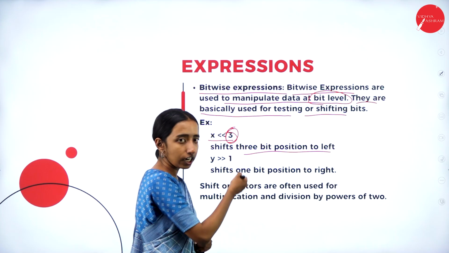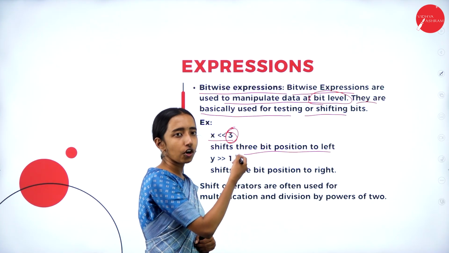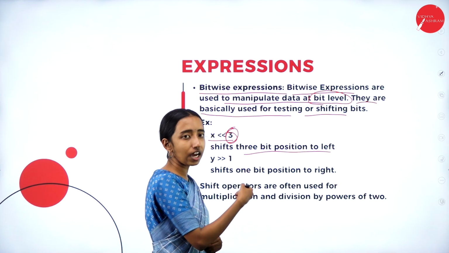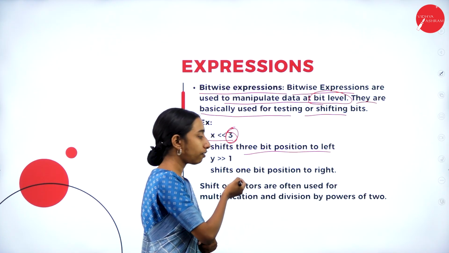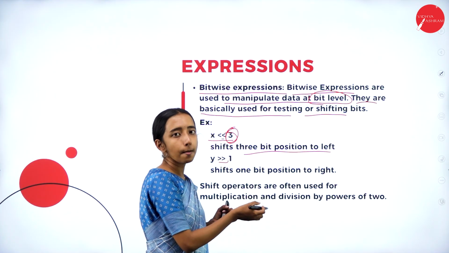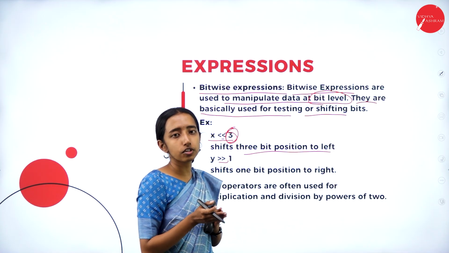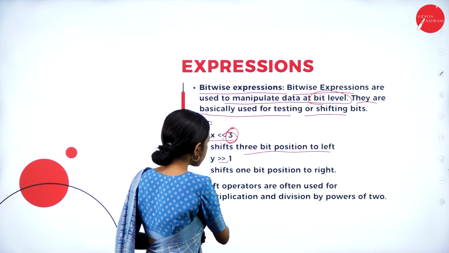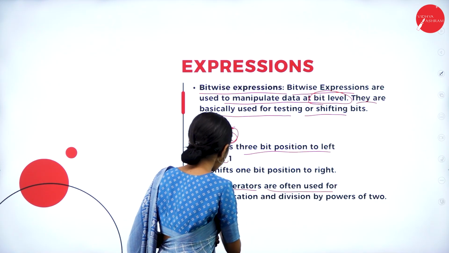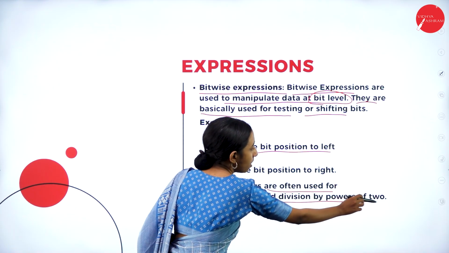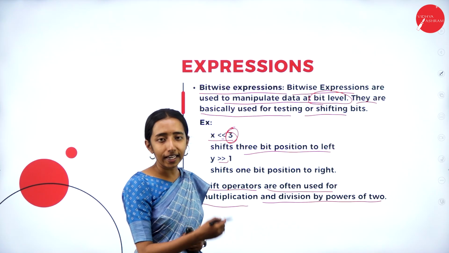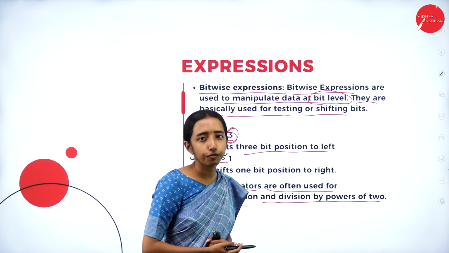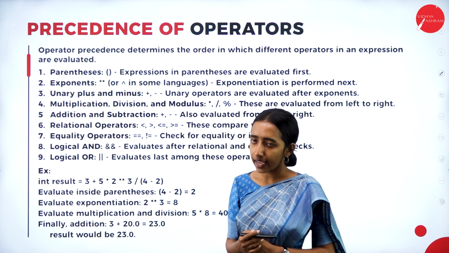If you have given 3, it will shift to the left or right by 3 positions. If you have given 1, it will shift the bit position by 1, whether you have given right or left. So it is like shifting the position of the bits, which are in zeros and ones form. Shift operators are often used for multiplication and division by powers of 2. So mainly it is used for multiplication and division by powers of 2. So that was about the bitwise expression.